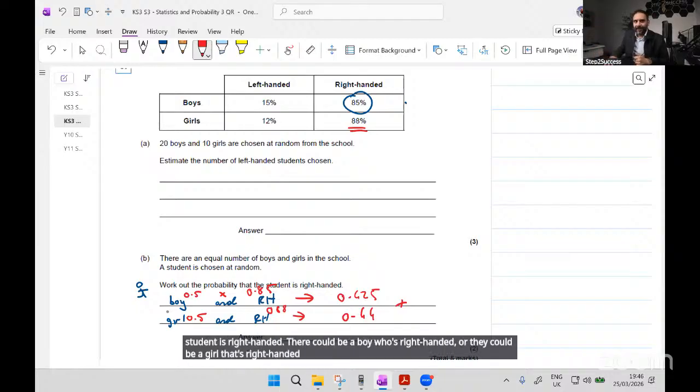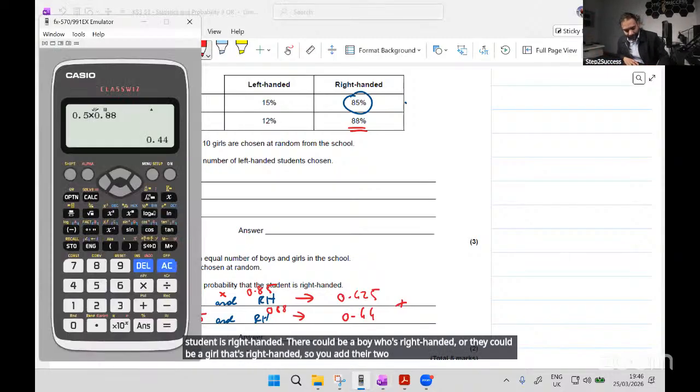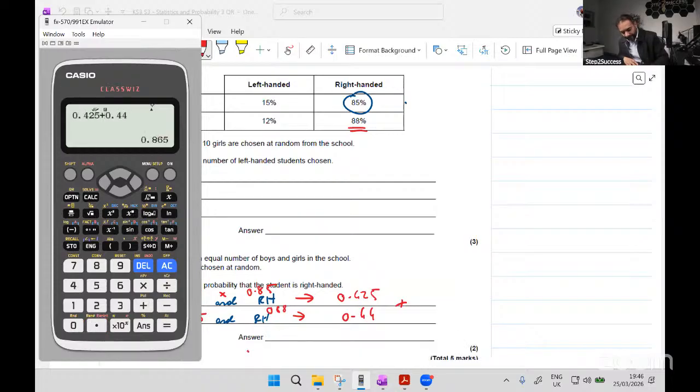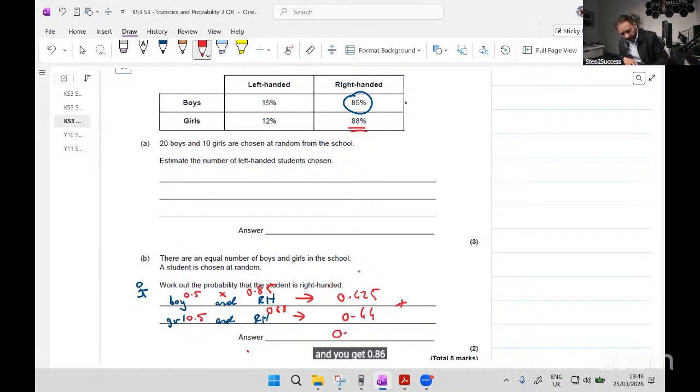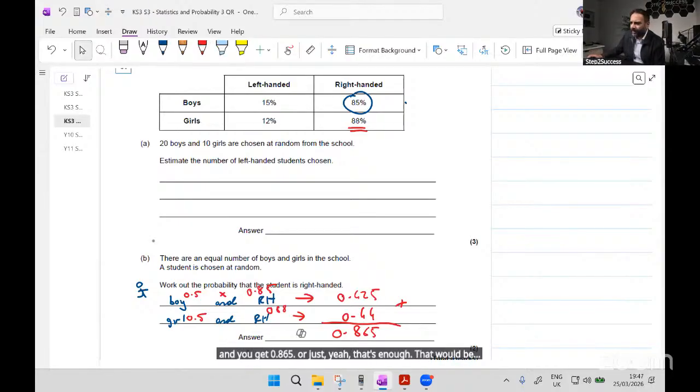So you add their two probabilities together, and you get 0.865. That would be the answer to quite a complicated question, I admit.